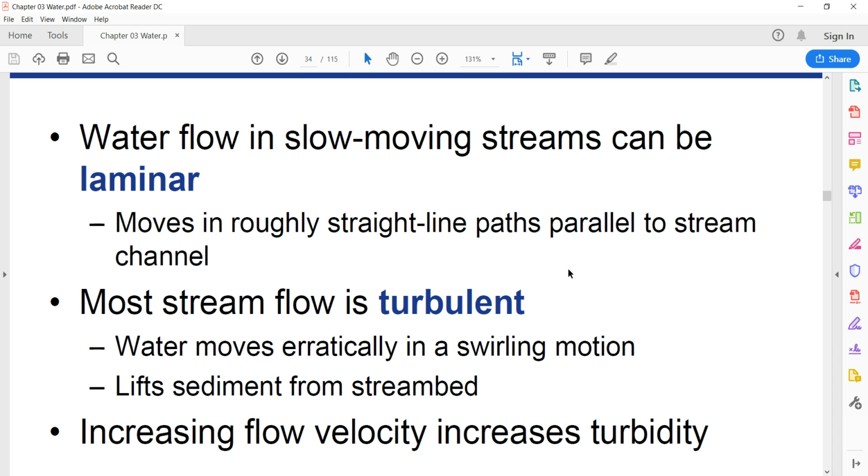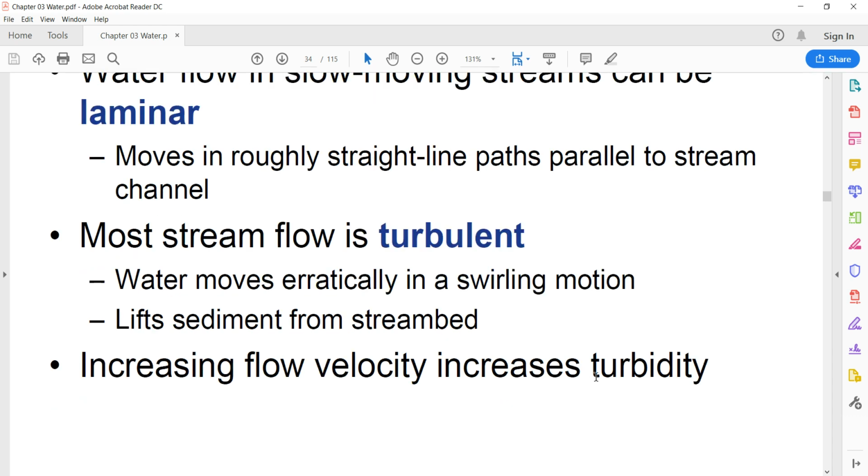the other stream system is called turbulent, which is most common, where the streams are flowing rapidly, and there is a strong swirling motion. There is a lot of disturbance in the stream. So this is more common. It is called turbulent, and the other one is called laminar. Increasing flow velocity increases turbidity.